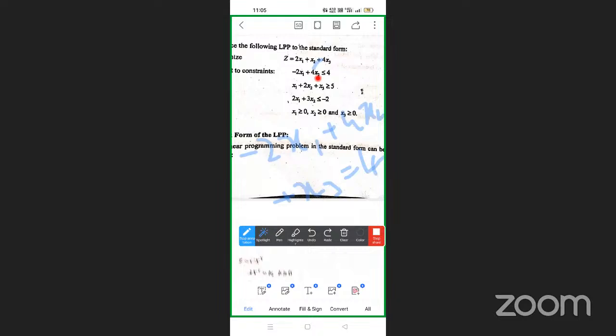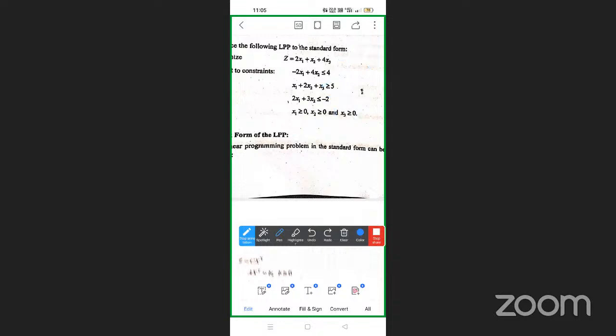We need to add x4, since x3 is already there. So we add x4. Next, here minus x5, because this is a greater than or equal to sign. That's why we are taking minus x5. Here the less than or equal to sign is there, so plus x6 for the third one.